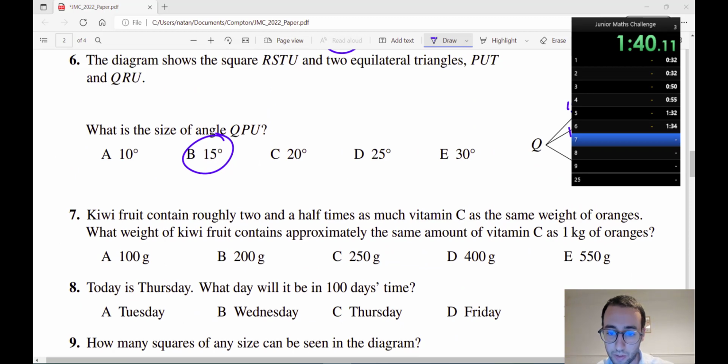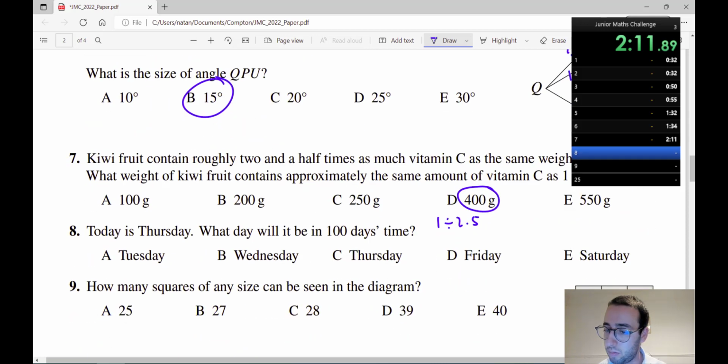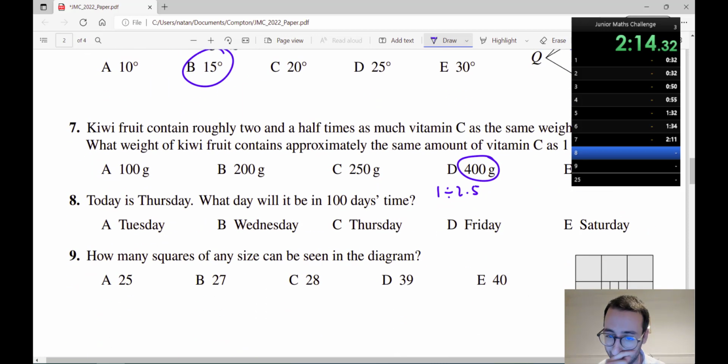Kiwi fruits contain roughly 2.5 times as much vitamin C as the same weight of oranges. What weight of kiwi fruits contain approximately the same amount of vitamin C as 1 kilogram of oranges? So there's 2.5, the same amount of vitamin C as 1. So I'm basically doing 1 divided by 2.5, which is about 400 grams, because 2.5 times that gives you about 1 kilogram. Yeah, okay. Whew.